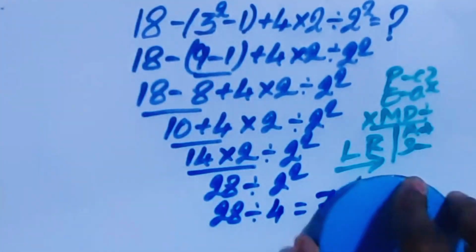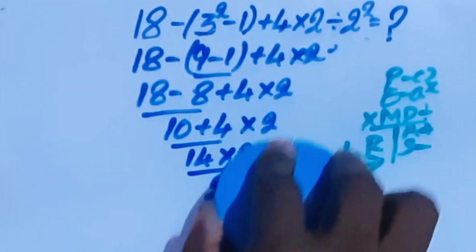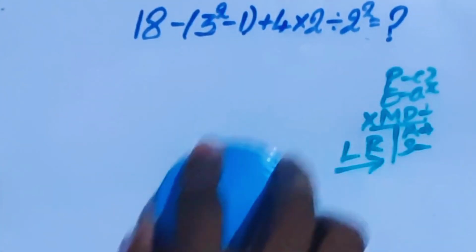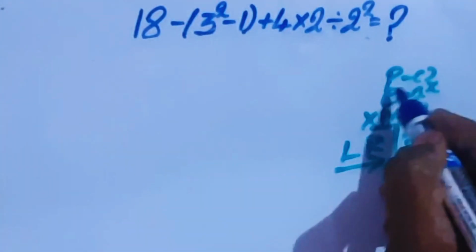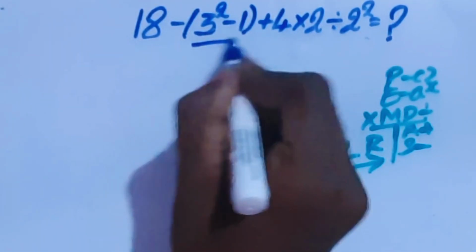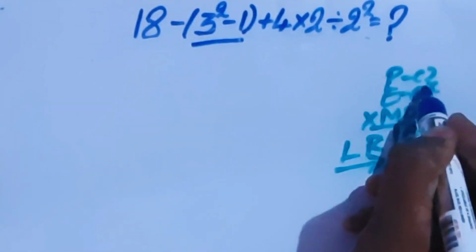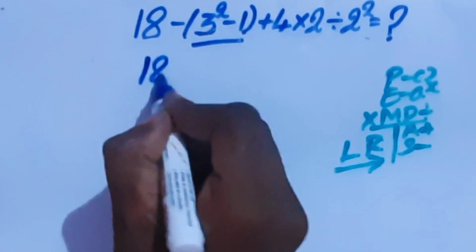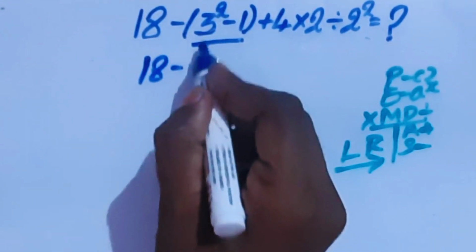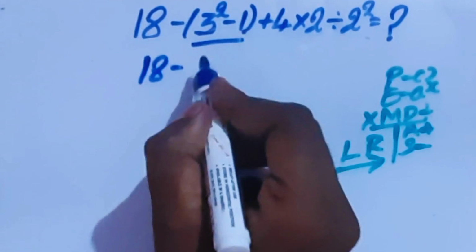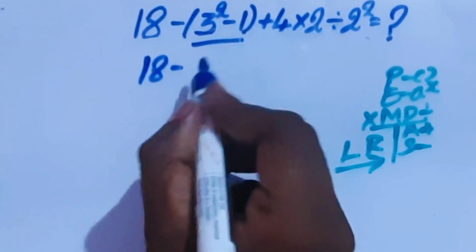Now we are going to solve this problem in the correct way by using this order of operations PEMDAS. Here, as per PEMDAS, the bracket is higher priority. So we have to do this bracket before any other operation. So 18 minus, here in the bracket we have two operations. One is exponent, the other one is subtraction. So we have to do this exponent before this subtraction.